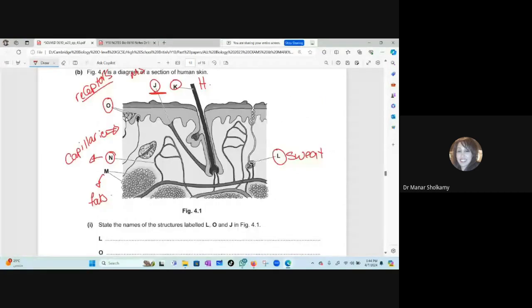Use the structures labeled. Okay, so what will you do? How will you answer this question? You will mention every structure and how it works in the cold. What will you say about the J?